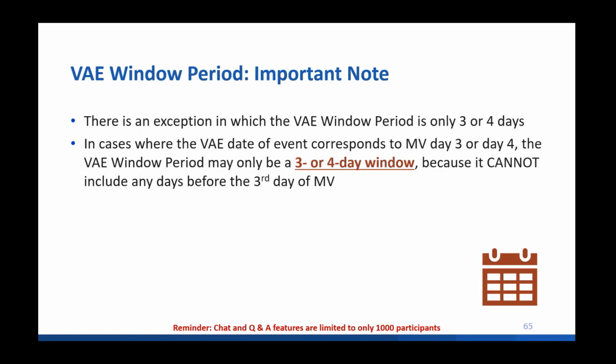For example, if the VAE date of event is mechanical ventilation day 3, then the window period includes only the date of event and the 2 days after, since the 2 days before the date of event are before the 3rd day of mechanical ventilation. If the date of event is mechanical ventilation day 4, the window period includes only the day before, the day of, and the 2 days after the date of event.